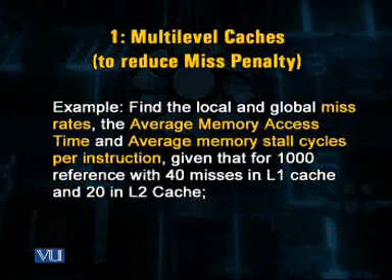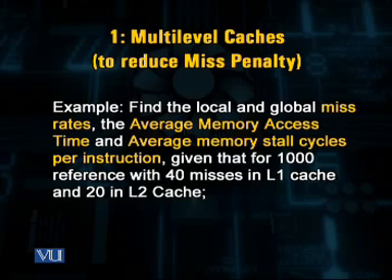In order to understand the use of local miss rate and global miss rate, let us consider an example where we want to find the local miss rates and global miss rates. Also, we want to find the average memory access time and average memory stalls per instruction. Let us suppose that it is given that for 1000 references there are 40 misses in level 1 cache and 20 misses in the level 2 cache.